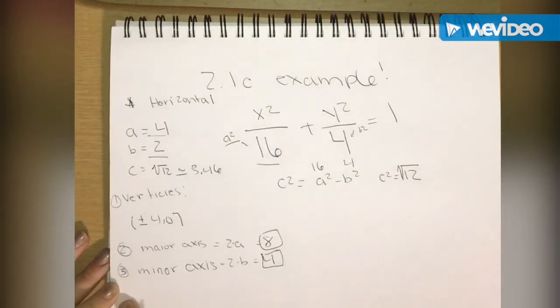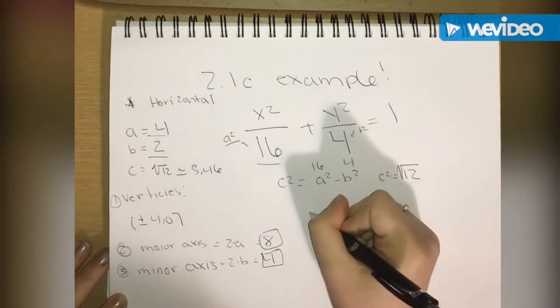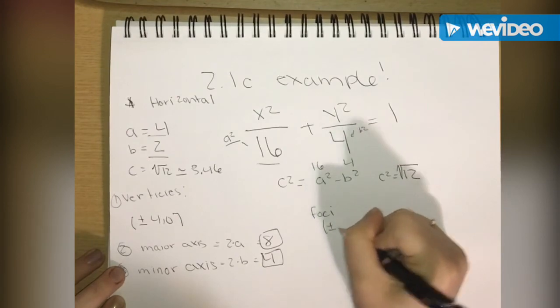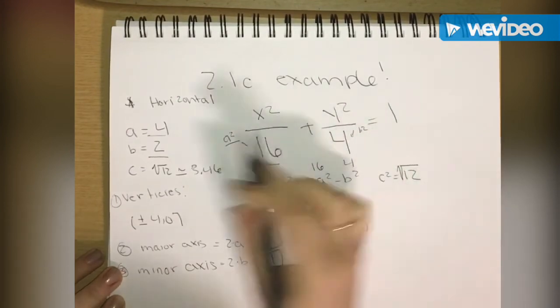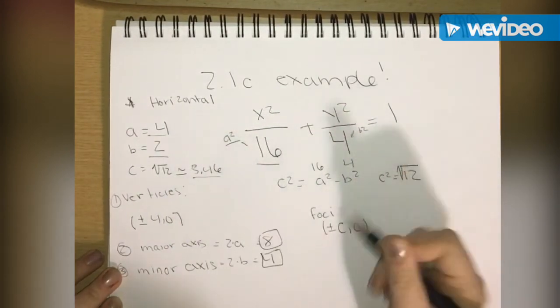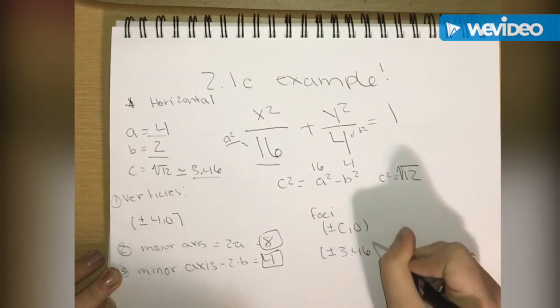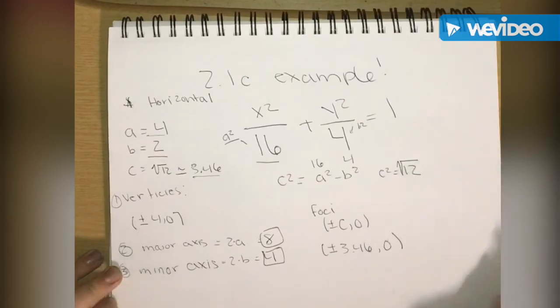And then finally, we will find our foci, which is the plural of focus. Plus or minus c comma 0, and then c is 3.46. So we know it's plus or minus 3.46 comma 0.